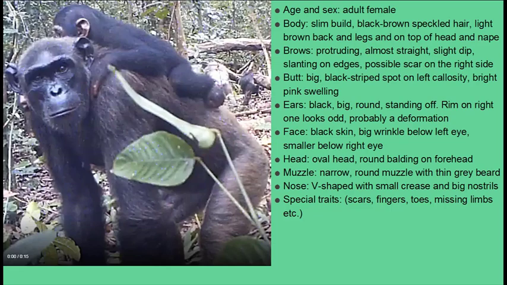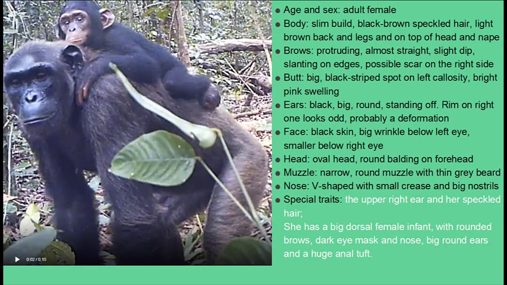Note any special traits that you haven't already described. These could include scars, missing fingers, toes, or limbs. Perhaps the infant has some type of notable feature. As previously mentioned, this female's upper right ear may be deformed, and she has speckled hair. Also, this is a good place to mention that she has a big dorsal female infant who has rounded brows, a dark eye mask and nose, big round ears, and a huge anal tuft.